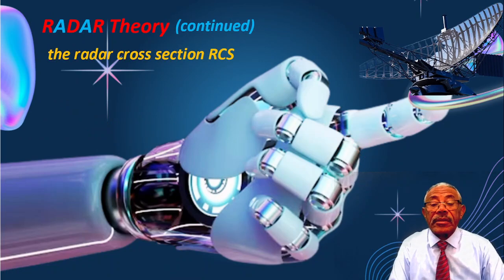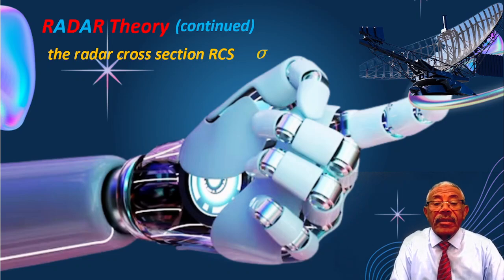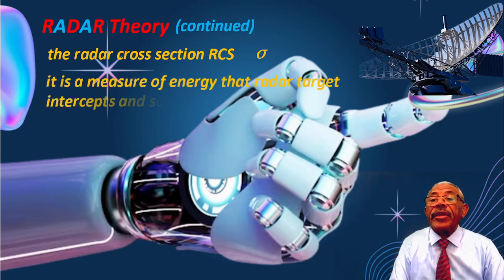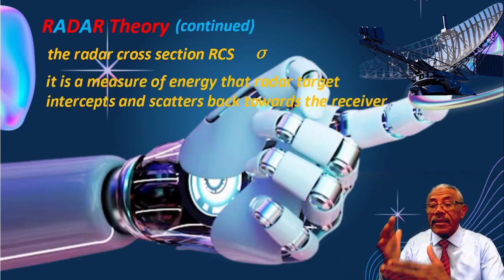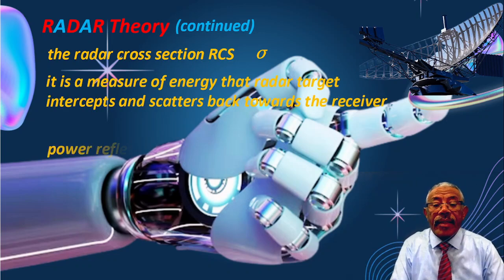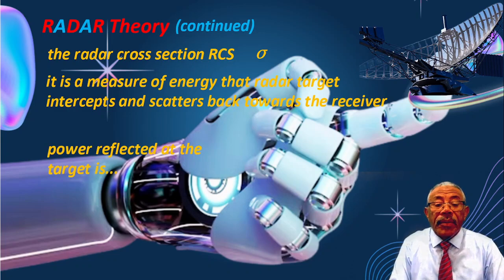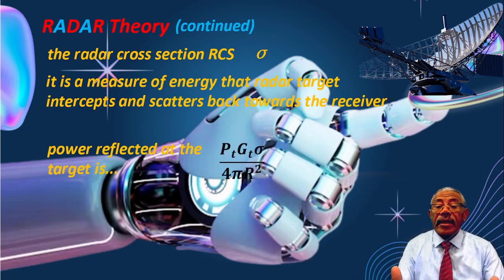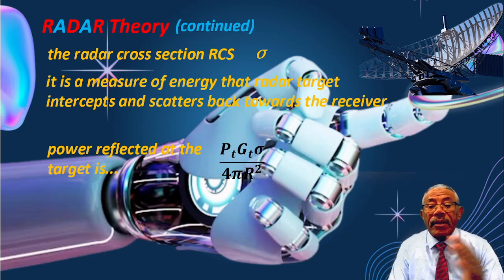Radar cross-section, σ, is the radar signature, and it is a measure of the energy that a radar target intercepts and scatters back towards the receiver. The power reflected at the target is given by, and it is clear that there is an effect of the radar cross-section area.